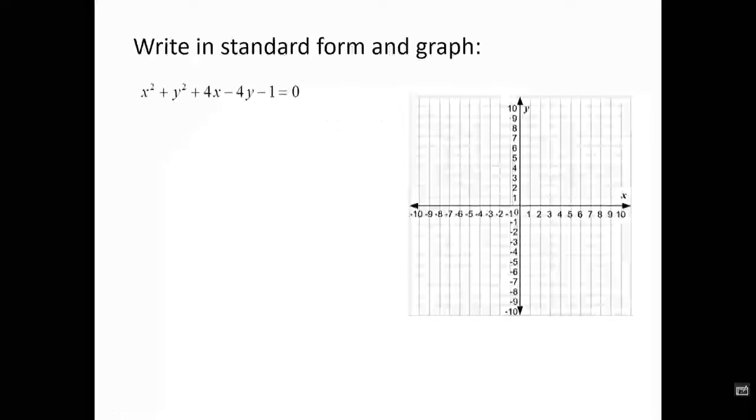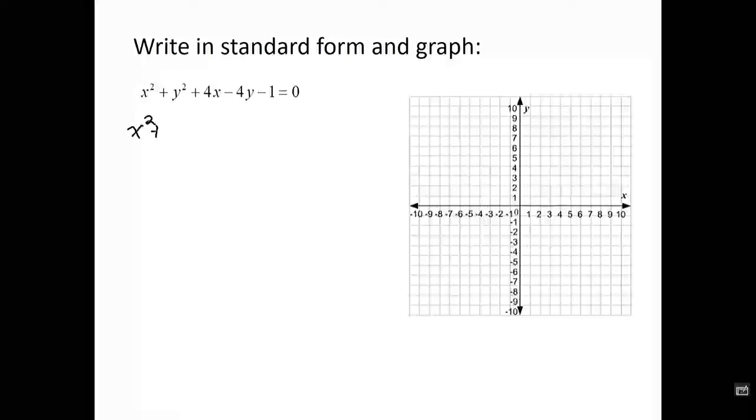So we have an example. We want to write in standard form. We want to take the equation, which is expressed in general form, and rewrite it in its equivalent standard form. And in order to do this, we have to complete the square on x and y. So let's complete the square. First, let's rearrange the terms.